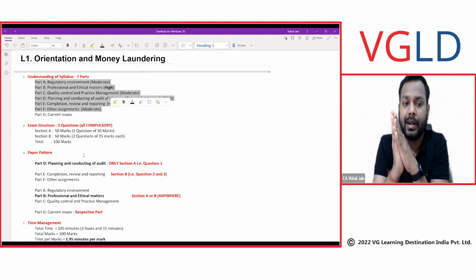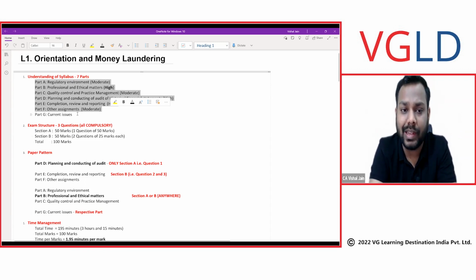Now coming to paper pattern, like how will this syllabus be mapped to these three questions? Understand?